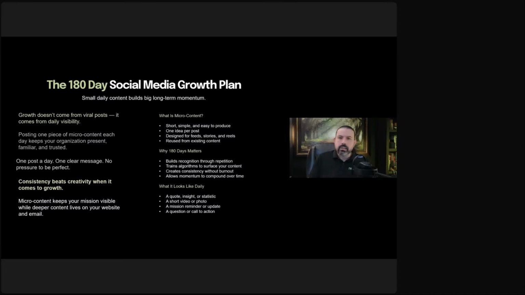And again, you're not looking for millions of views. You're just looking for a few hundred every day, maybe 60, maybe 70 in the beginning. But as you do it, you'll see with consistency, it works. Micro content keeps your mission visible while deeper content lives on your website and email. So we're just looking for small pieces, right? If we're talking about, let's say your organization focuses on 3 core problems.